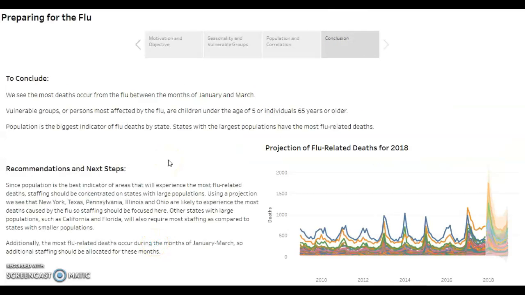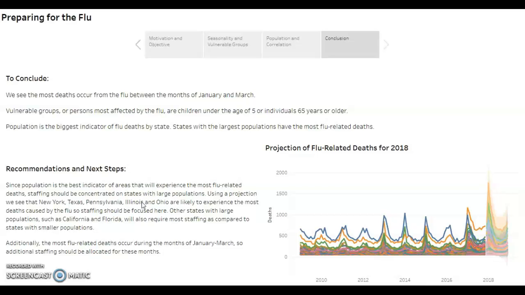To conclude, we know to expect more cases between January and March, and we know which groups are considered high risk. Using the projection, we can see which states will be experiencing the most deaths. They are New York, Texas, Pennsylvania, Illinois, and Ohio. We should focus resources there and to other states with large populations, such as California and Florida.